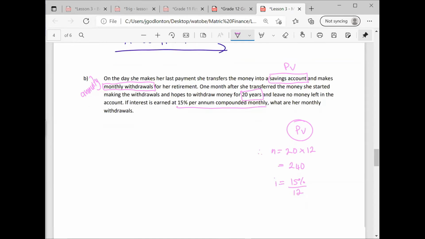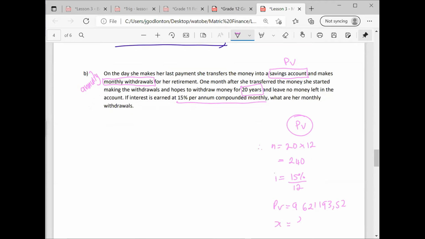Your present value is the amount that we have in that account. And that's what we've just worked out. That's the 9621193.52. That's what we've just calculated because that's what she's putting into her account. And her X value is what we are seeking.